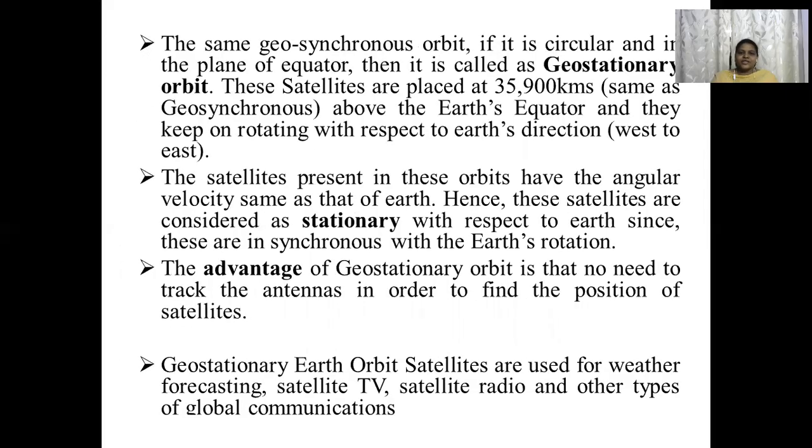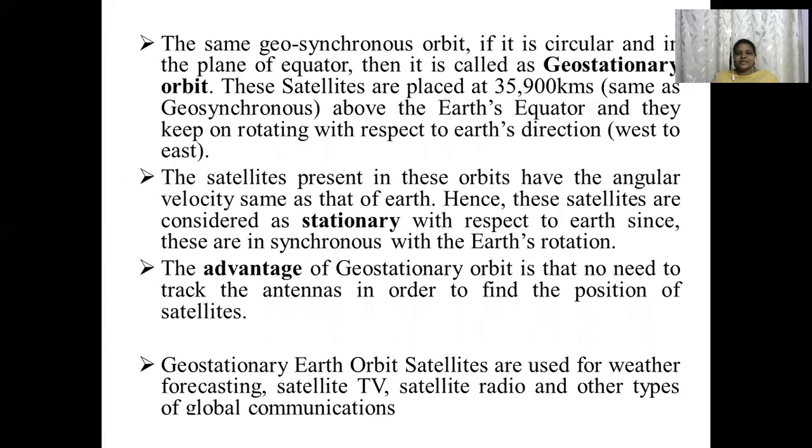So the same geosynchronous orbit, if it is circular, so geosynchronous orbit is not necessarily circular. If it is circular and in the plane of the equator, then it is called a geostationary orbit. These satellites are placed at 35,900 kilometers, same as geosynchronous, above the Earth's equator, and they keep on rotating with respect to the Earth's direction.